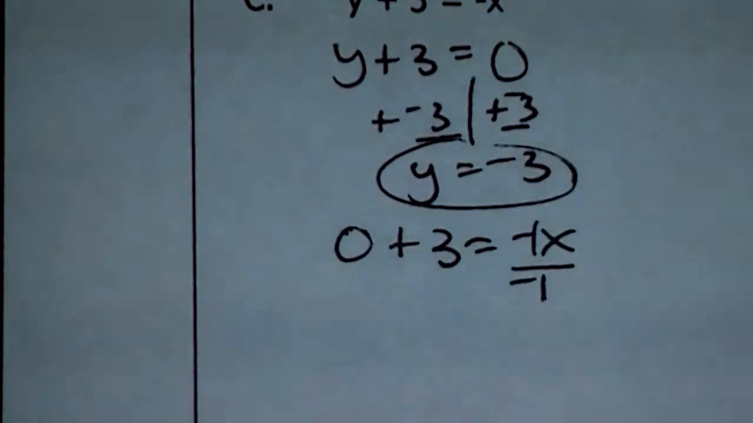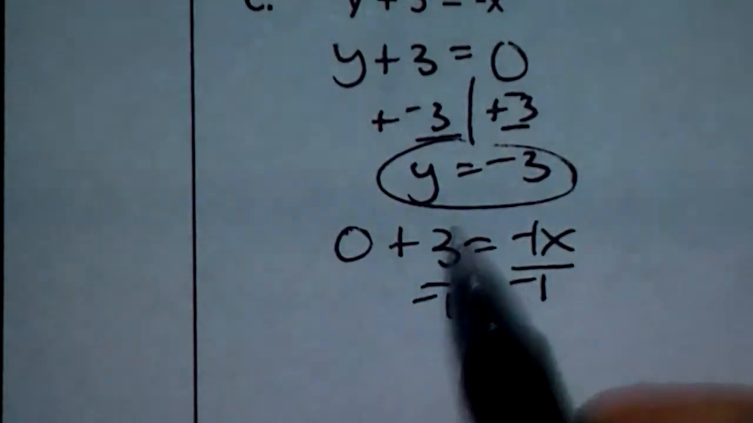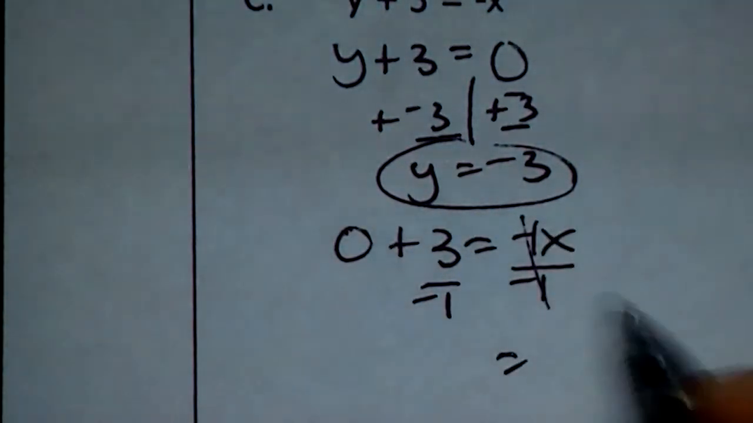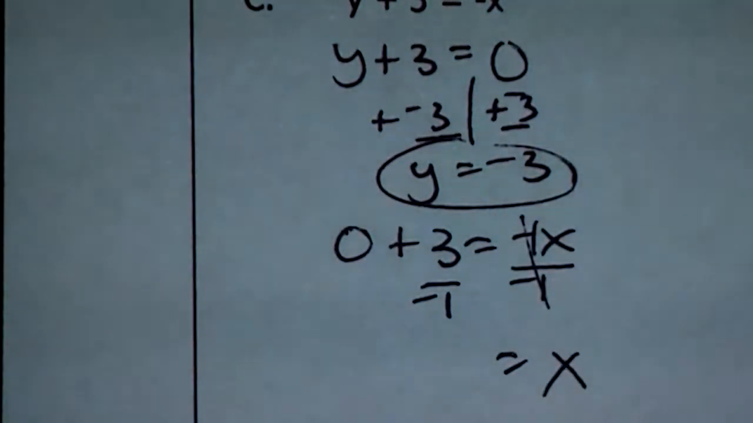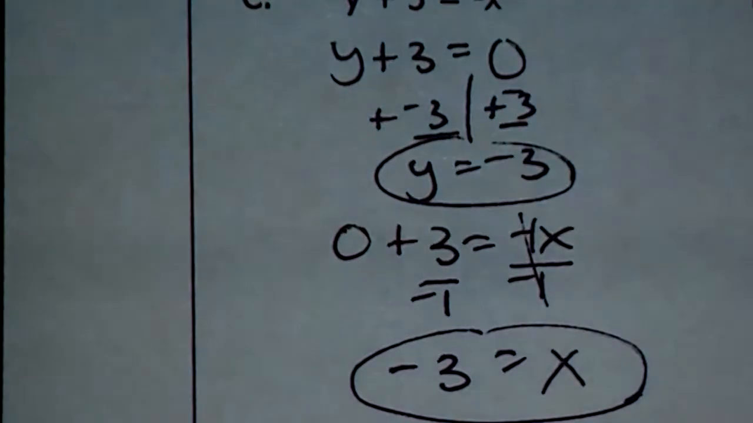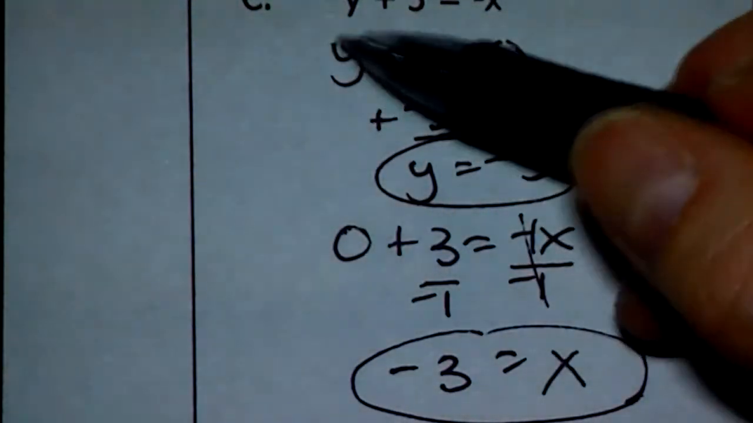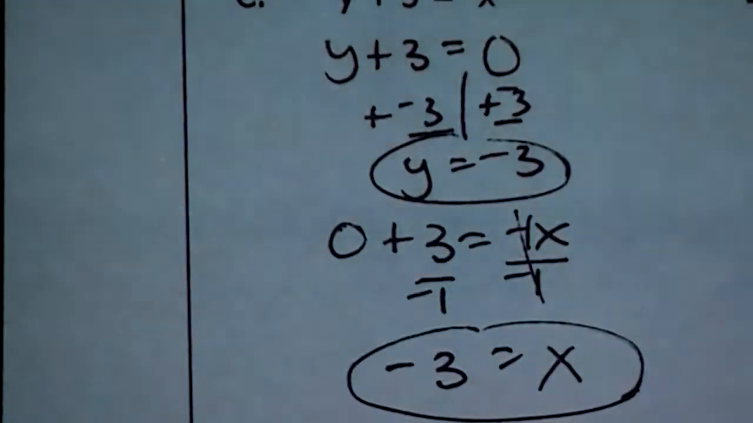That -x means -1x. So I'm going to divide that by -1. I'm ignoring this 0 because it's nothing, right? So -1 divided by -1 is 1. X is alone. 3 divided by -1 is -3. Voila! And it's okay that they're the same. The y would be -3 on the y-axis. The x would be -3 on the x-axis, and you can connect them with a line.